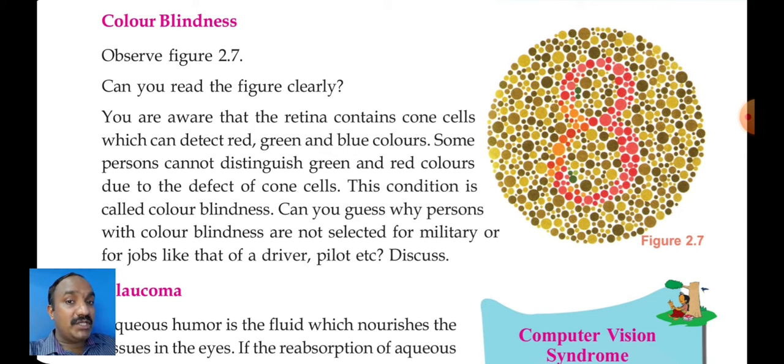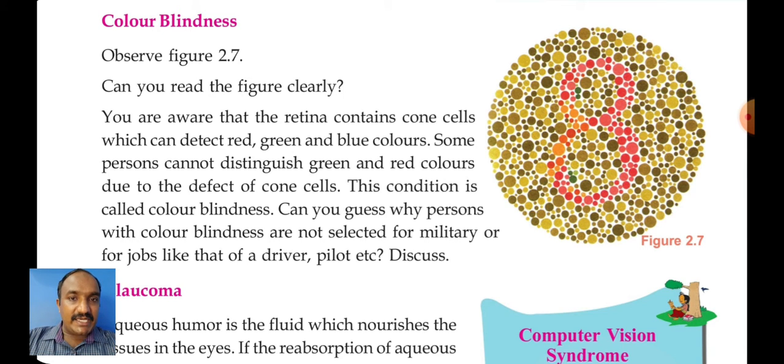We know that we have cone cells in our eye. There are 3 types of cone cells in our eye, that we also know. These 3 types of cone cells help us to detect red, blue and green colors. This is the normal condition. But when there is any defect in any of the cone cells, what will happen? We will be unable to identify that color. There are 3 types of cone cells.